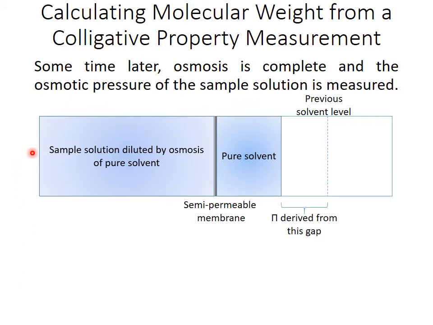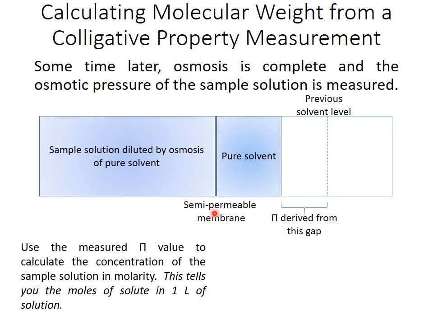So sometime later, the osmosis is complete. Pure solvent has migrated across the semi-permeable membrane, diluting the sample solution until it's dilute enough that essentially the universe is happy. It's reached equilibrium. If we look at the gap between the previous pure solvent level and the solvent level after the osmosis, we derive the osmotic pressure from this gap using some sophisticated calculations.